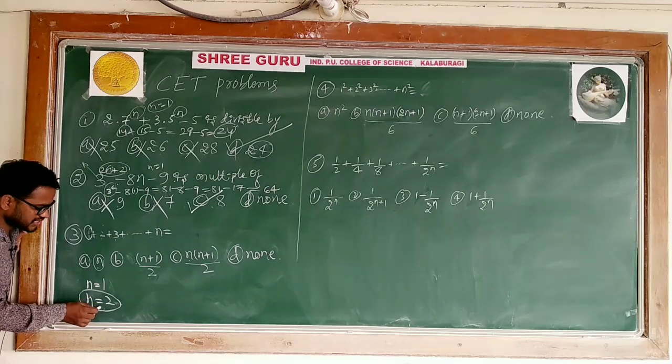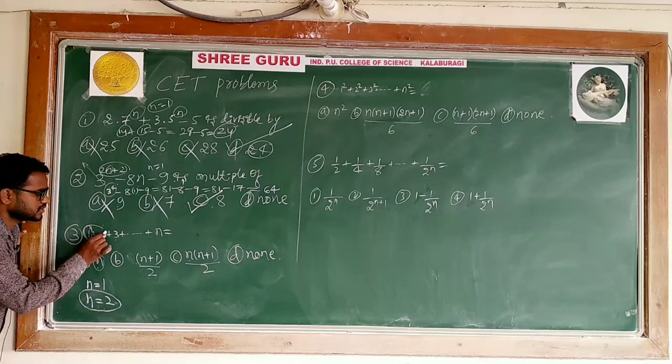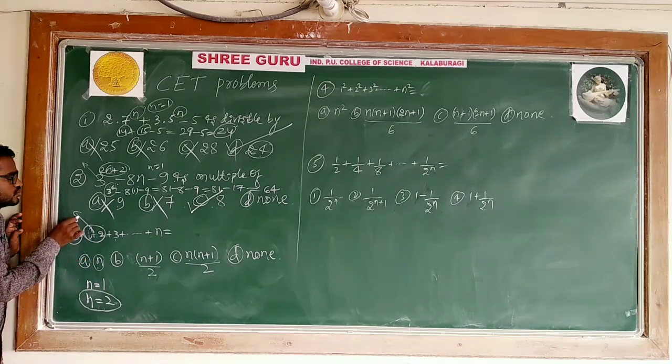n is equal to 2 is nothing but the sum of the two terms. What should we get for the sum of the two terms? 1 plus 2, you should get 3.